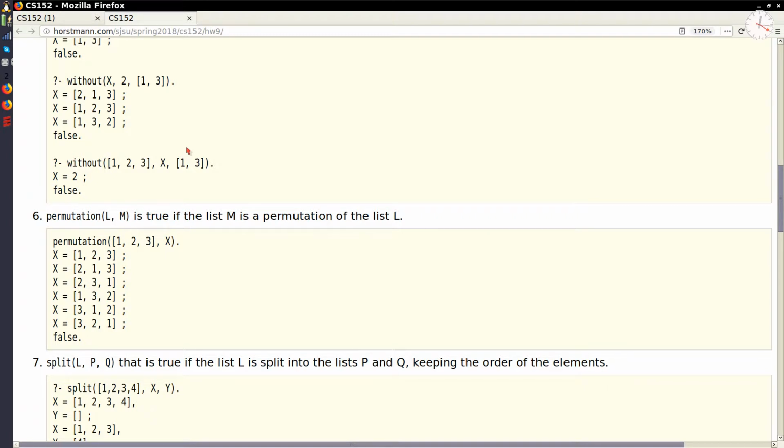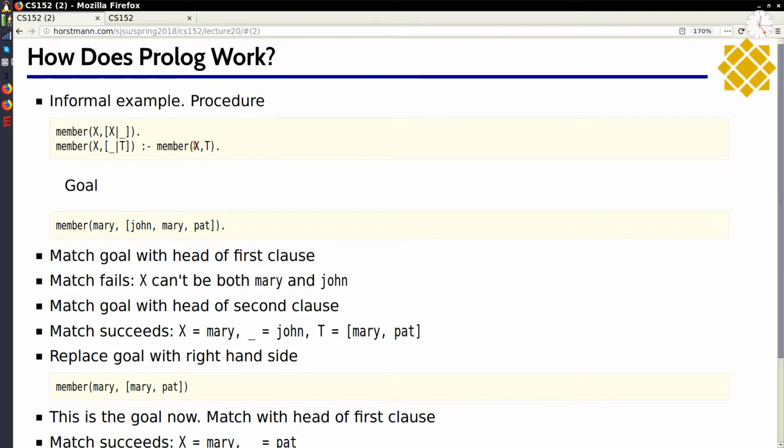All right, that's the homework. So today we want to talk about how Prolog actually works. And one reason to talk about it is that I've had a few comments on Piazza where people say, should I use recursion, should I use a loop or something like that?